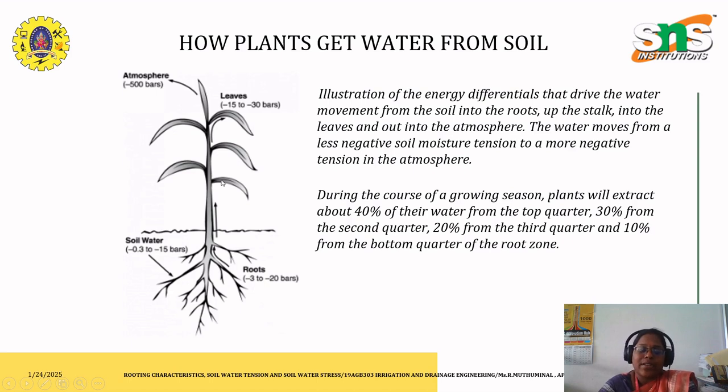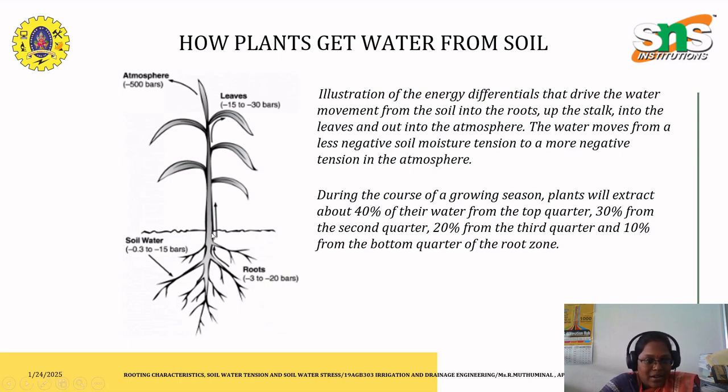Each and every root has a certain capacity to absorb soil water. As you can see, the first quarter, the topmost quarter, just below the surface, has the capability to absorb 40% of the water, and the remaining 60 percent will be split into 30, 20 and 10%. 30% will be absorbed by the second quarter, 20% from the third quarter, and the bottommost root zone is capable of absorbing only 10%.